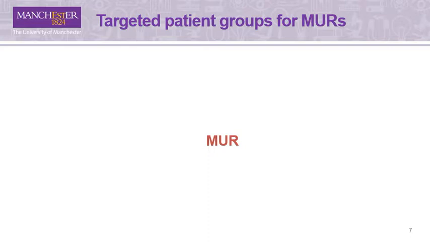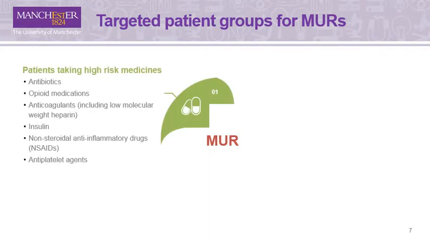MURs can be done on targeted patient groups. These are patients who are most likely to benefit from this service and achieve better outcomes for the healthcare as a result. Targeted patient groups for MURs are patients taking high-risk medications such as antibiotics, opioids, anticoagulants, insulin, non-steroidal anti-inflammatory drugs like long-term ibuprofen, and antiplatelets.